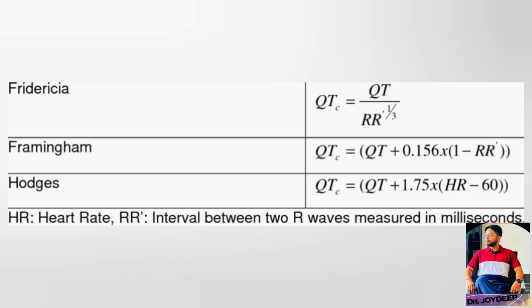Fridericia formula, QTc equals QT divided by RR to the power 1/3. Framingham formula, QTc equals QT plus 0.154 times (1 minus RR).